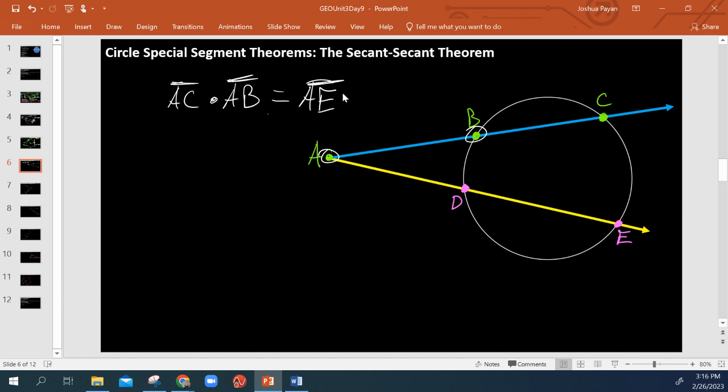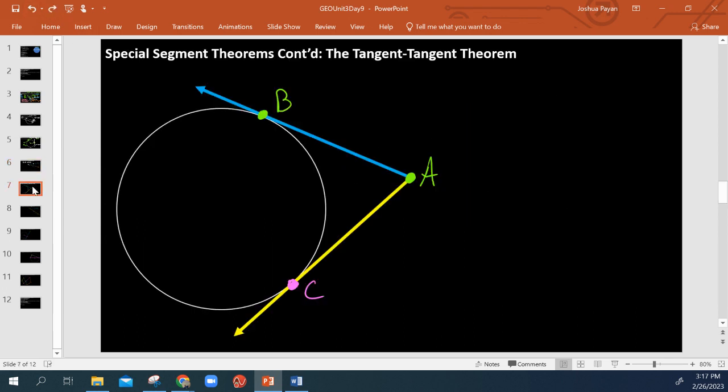let me put my little bars here so we understand that they're segments. Okay, so we're saying the secant segment AC multiplied by its exterior component is going to be equal to the same product of the other one originating from the same point A out here times its exterior component. Okay, so real easy.